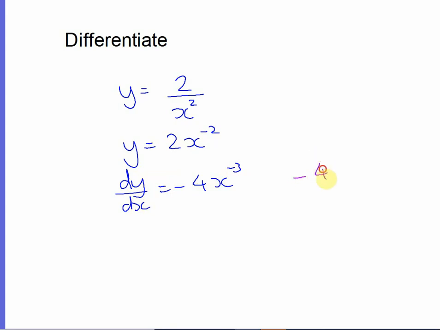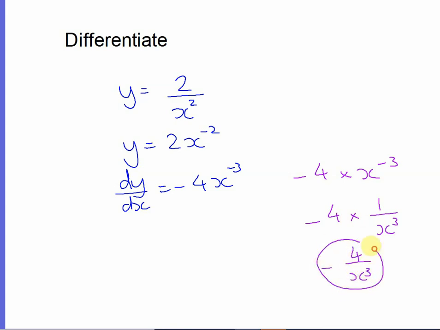This is the same as minus 4 times x to the minus 3. Well, that is the same as 1 over x cubed. So to put x on the denominator, the power is now positive. That's a shortcut. It's not maths, this is just a shortcut. So this is the same answer. Okay? That's a better answer, but this is absolutely fine here.